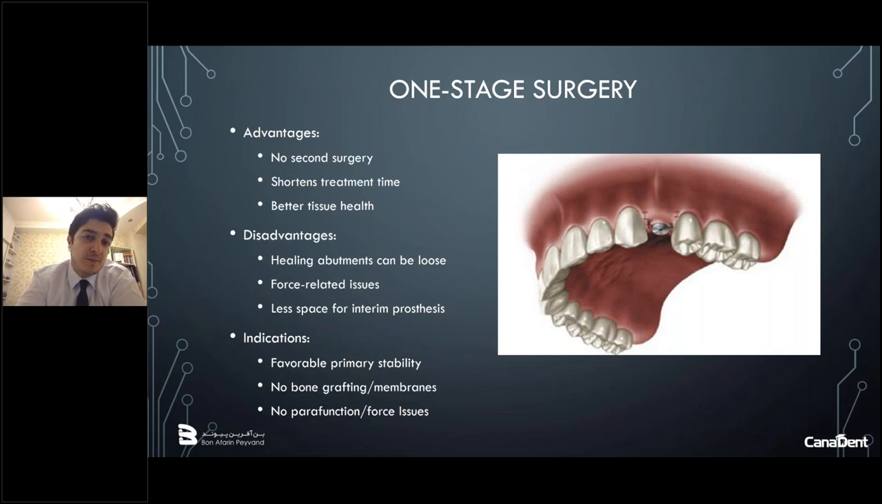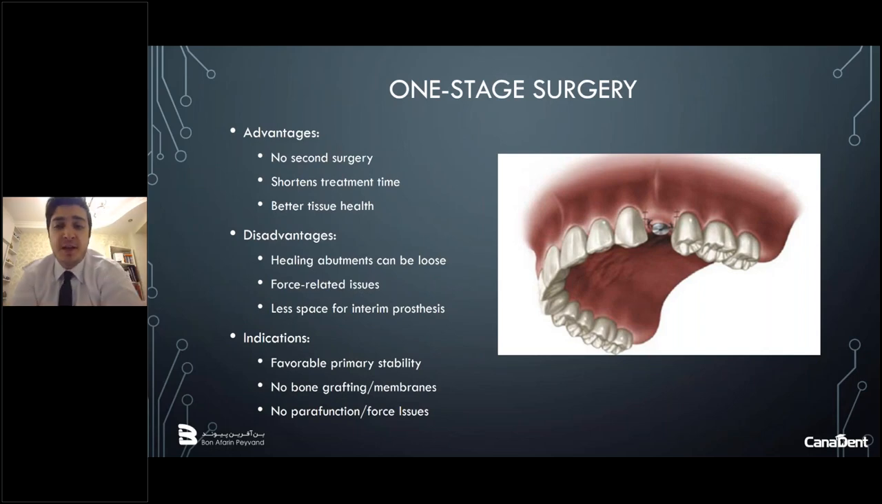The advantage is completely in contrast with the two-stage surgery. We don't have the second surgery, the treatment time is shortened, and the tissue would be healthier. But the disadvantage is that the healing abutments may become loose once or twice during the healing period, force-related issues will be put upon the implant, and there is less space for an interim prosthesis. For example, if the patient has lost anterior teeth and you want to give a transitional interim prosthesis for the healing period, if you tighten the healing abutment, there would be no space for it to be done.